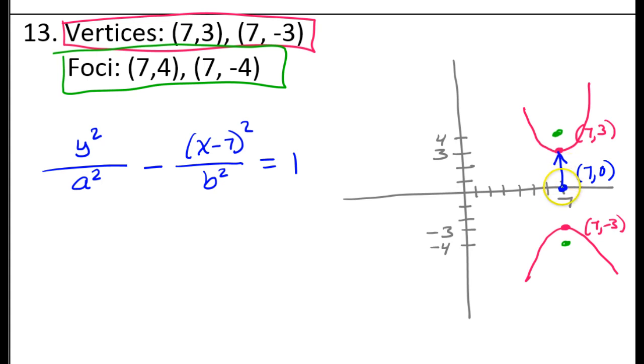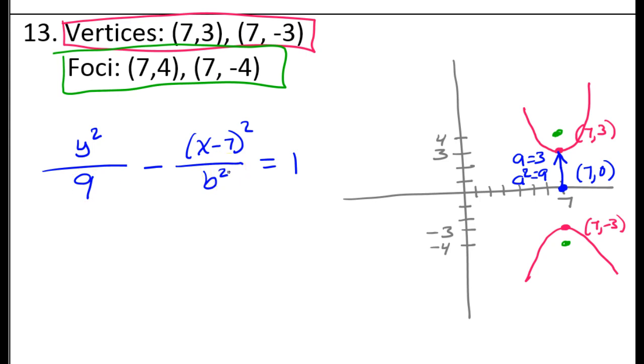Okay, so let's see. The vertex is at (7, 3). So this is 3. So my a value is 3, which means that a squared is 9. So I know that this denominator is going to be 9. Notice also that this is vertical. That's the y direction, so of course it goes in the y denominator.